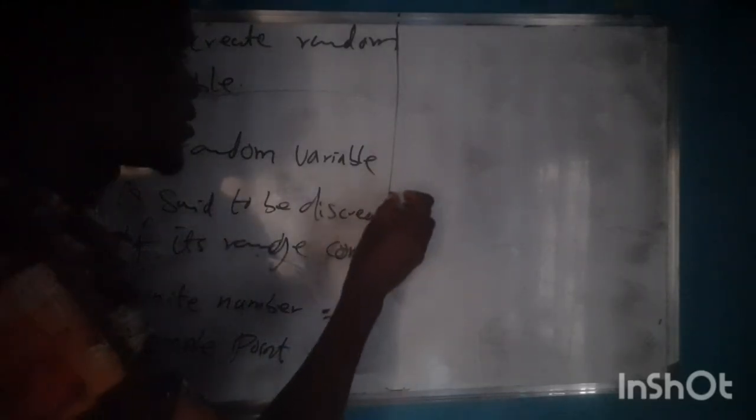While a random variable is said to be continuous if its range consists of an interval, or union of intervals, on a real line.